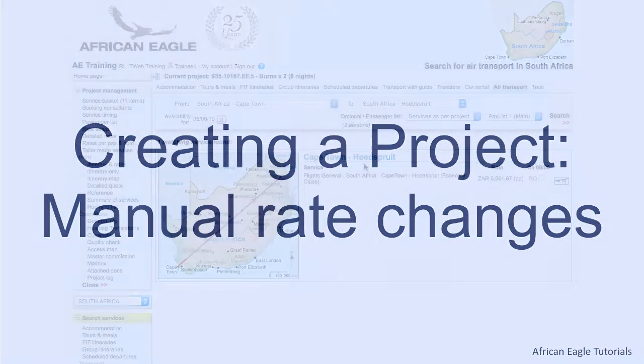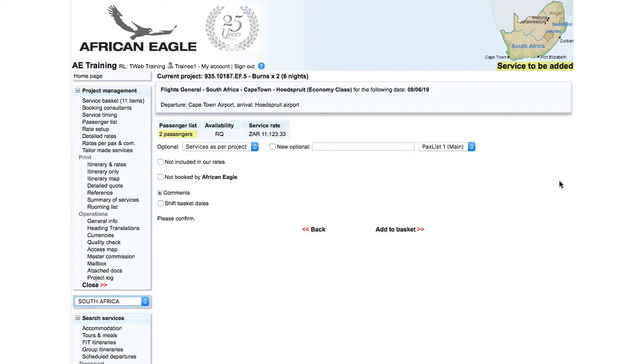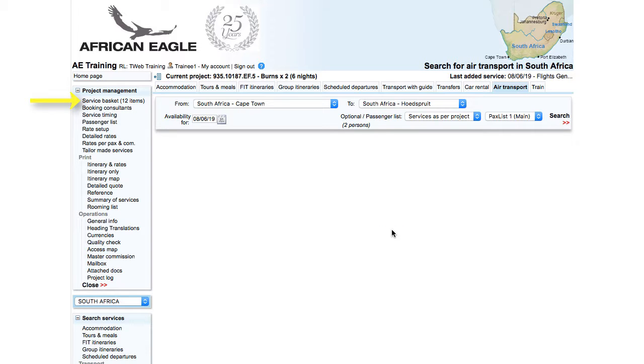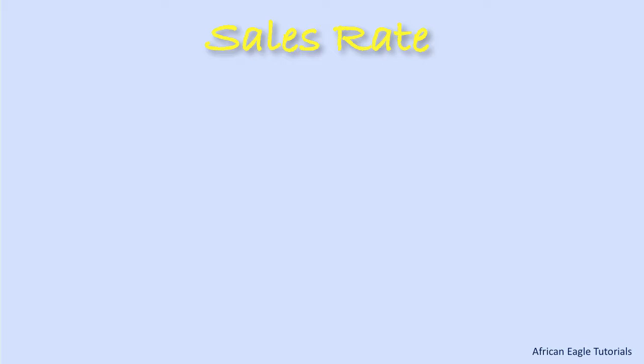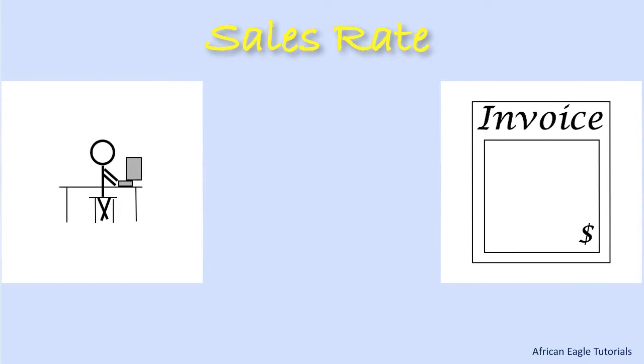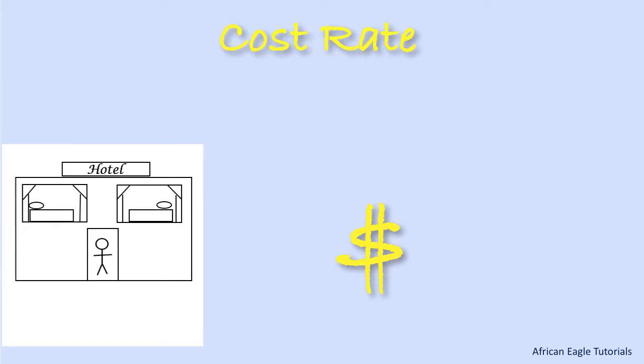The rates we have seen so far in the search engine, such as here for the flight 5561.67, on the service to be added page, here for 2 passengers 11,123.33, and in service basket, such as here also 11,123.34, are sales rates, what will be charged to the client. Each service also has a cost rate, what will be paid to suppliers.